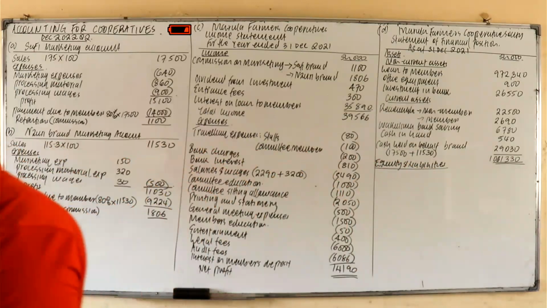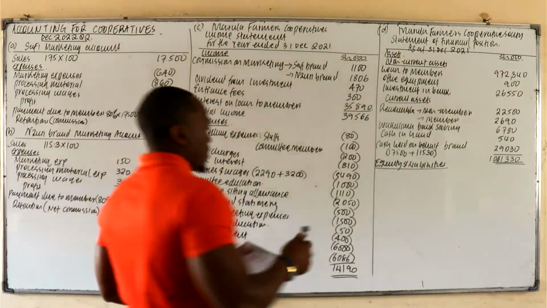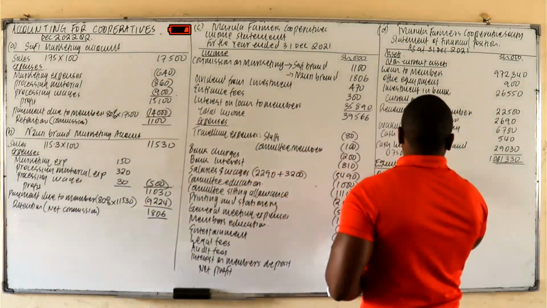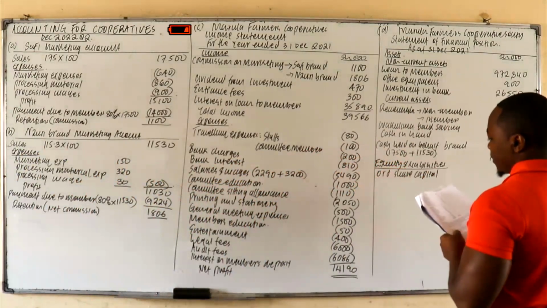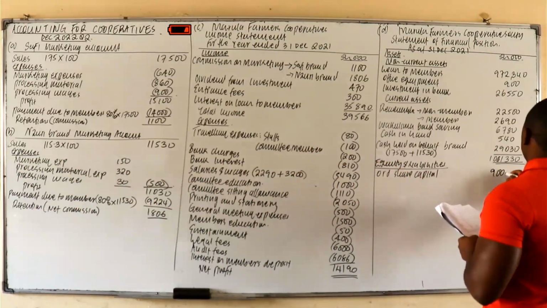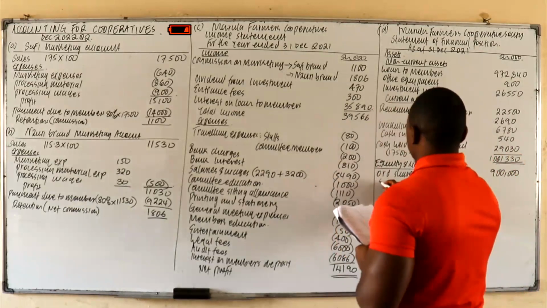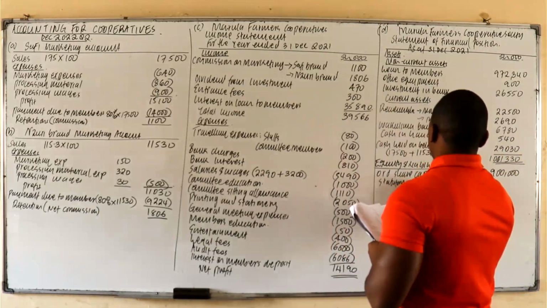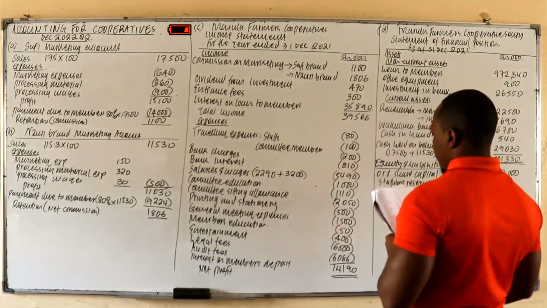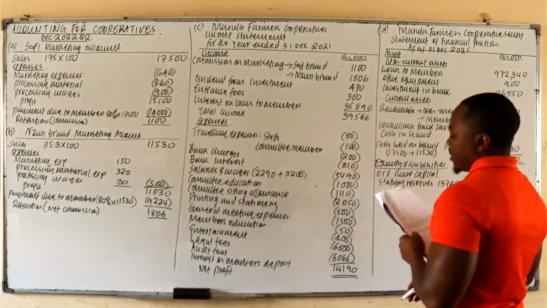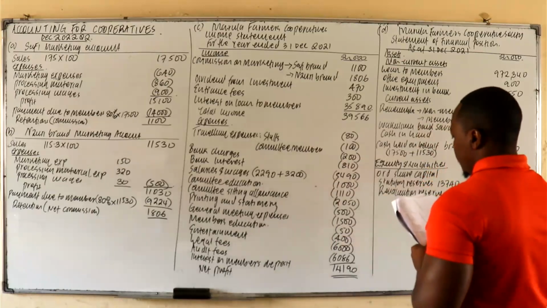For the equity and liabilities, we have the ordinary share capital. For the ordinary share capital, it's an amount of 900,000. Then there is statutory reserves. Statutory reserves we have is an amount of 13,740. Then we have revaluation reserve. For revaluation reserve, it's an amount of 750.